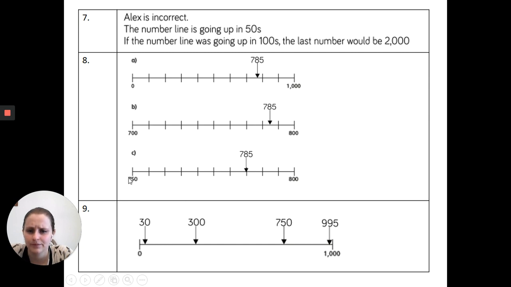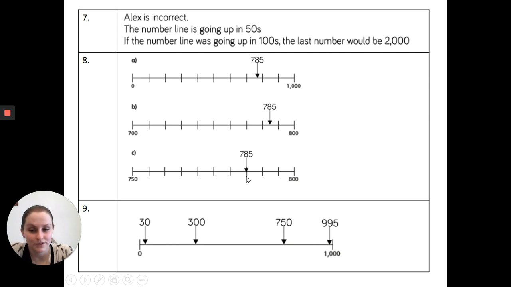And this one, have a look. So let's have a look. Are we going up in tens? So 760, 770, 780, 790. Oh, it's definitely not going up in tens. We're going up in fives then. So 755, 760, 765, and so on up to 785. Goodness me. 55, 60, 65, 70, 75, 80, and 85.